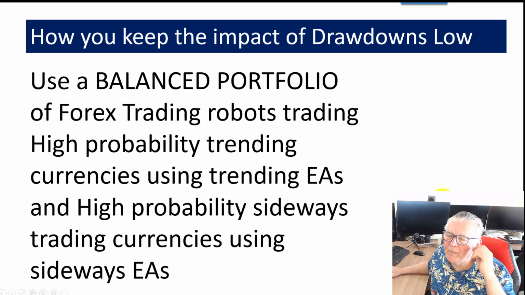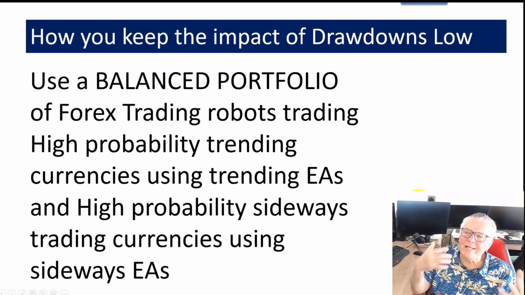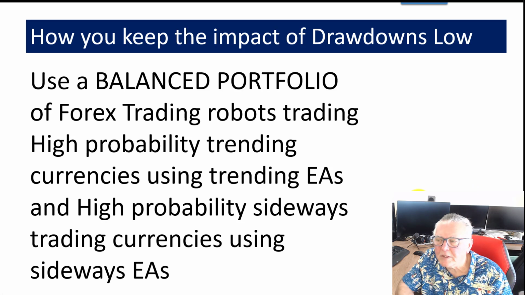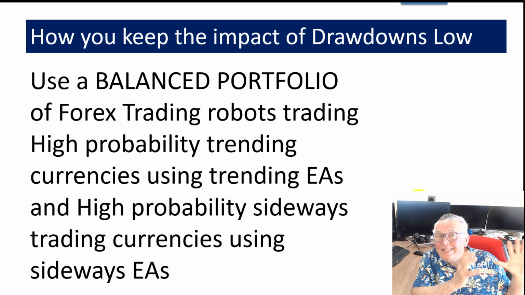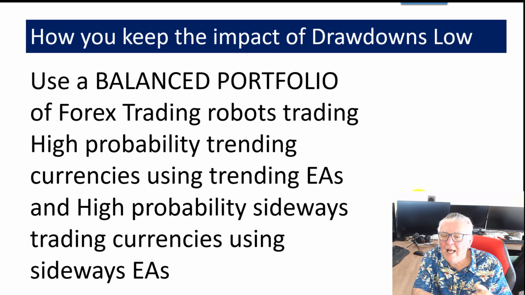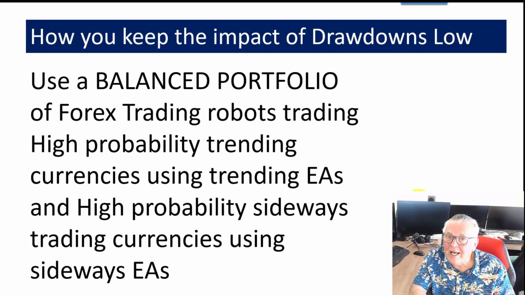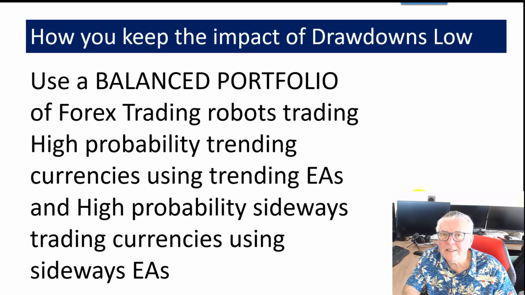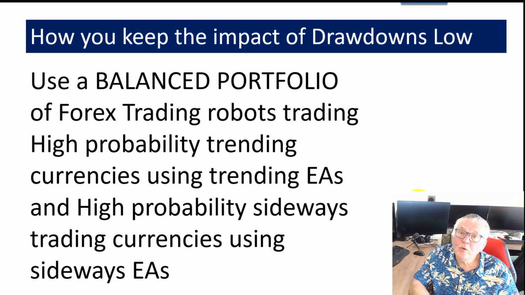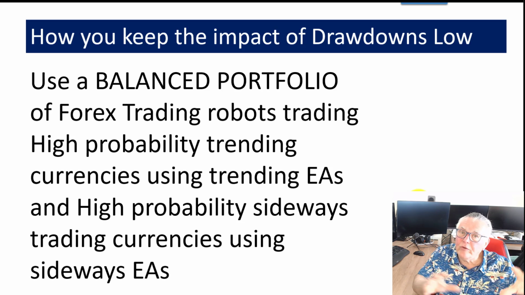So here's the portfolio approach. You use a balanced portfolio of forex trading robots, trading the ideal high probability trending currencies and settings when using trending EAs. And then there's a whole group of other currencies, high probability sideways currencies, that you use for sideways EAs. So that's all you're doing, you're balancing.